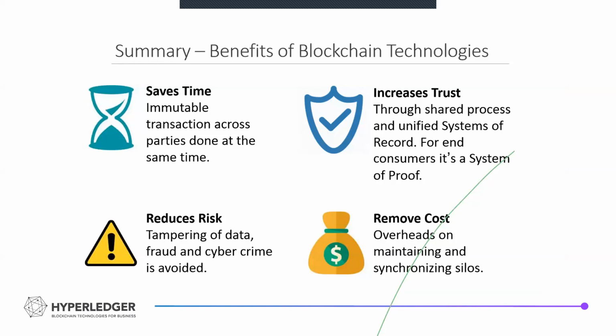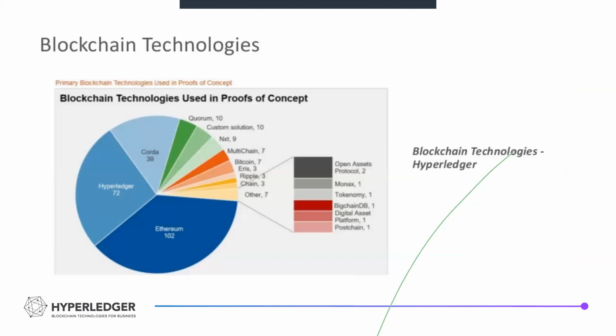So this is a small summary of why we need blockchain. It saves time, it increases trust; obviously the other name of trust is blockchain. It reduces risk and removes cost. In the current scenario of blockchain technologies, in proofs of concept, MVPs, and enterprise solutions, there are frameworks like Quorum, Corda, Hyperledger, Ethereum, NXT, MultiChain, and others on which POCs and different enterprise solutions are being worked out.